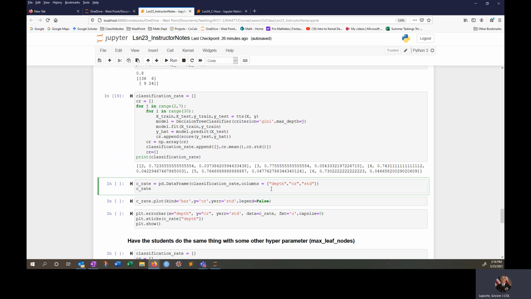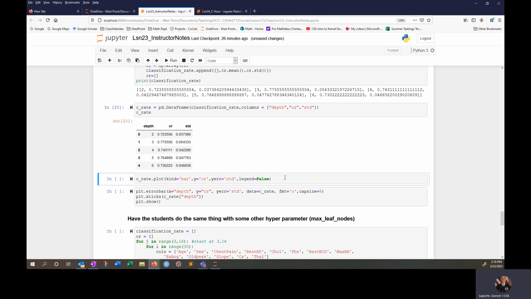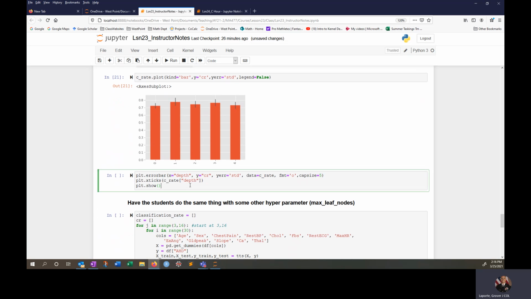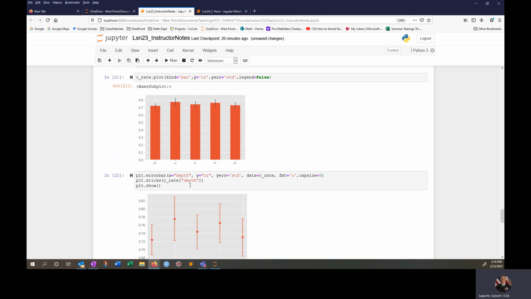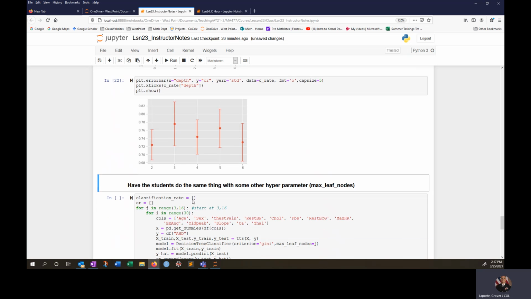All right, so let's run C rate. This is just putting it into a data frame, and then I'm going to use that data frame to graph. The first one I didn't like very much because it started at 0 and came up, and it gave you a little error bar. So I was like, let's use error bar instead. I like this one a lot better, and obviously 3 looks like it's better than the rest of them. And again, you could do even more if you wanted to.